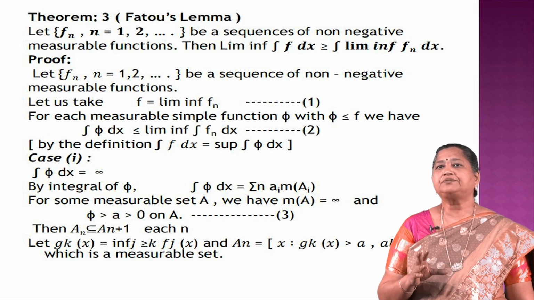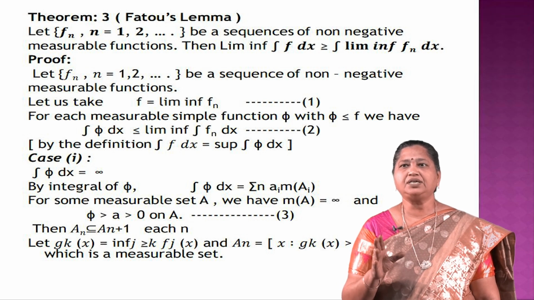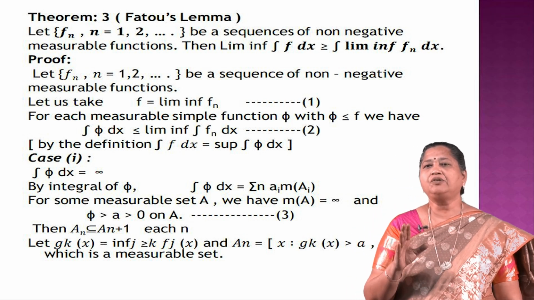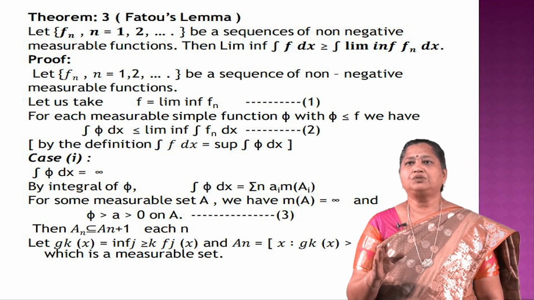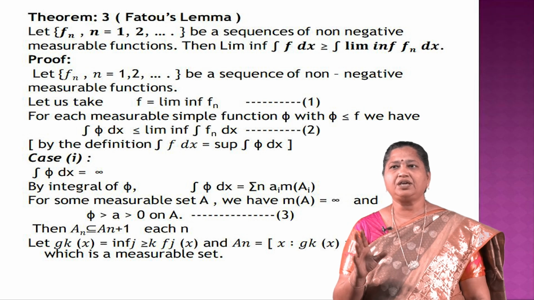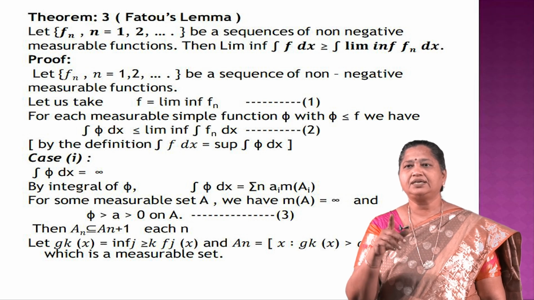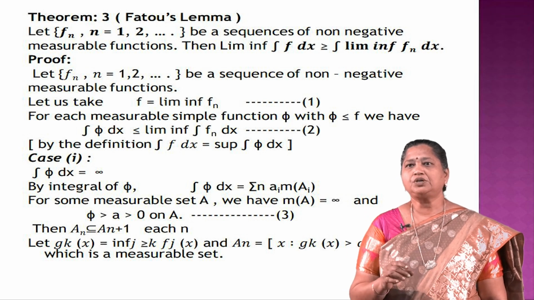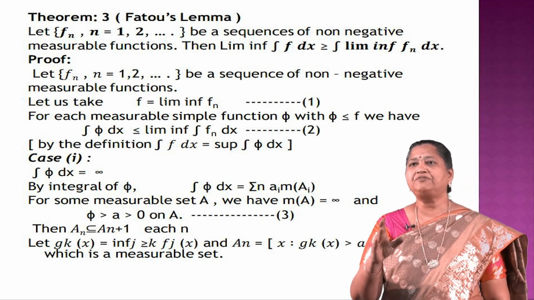The proof. Let us take the functions f_n, n equals 1 to infinity, a sequence of non-negative measurable functions, as given in the statement. Let us now take f equal to the limit infimum of f_n. That is equation 1. So for each measurable simple function phi, if phi is less than or equal to f, we have the integral of phi dx is less than or equal to the limit infimum of the integral of f_n dx; that is equation 2. So by the definition, the integral of f dx equals the supremum of the integral of phi dx.